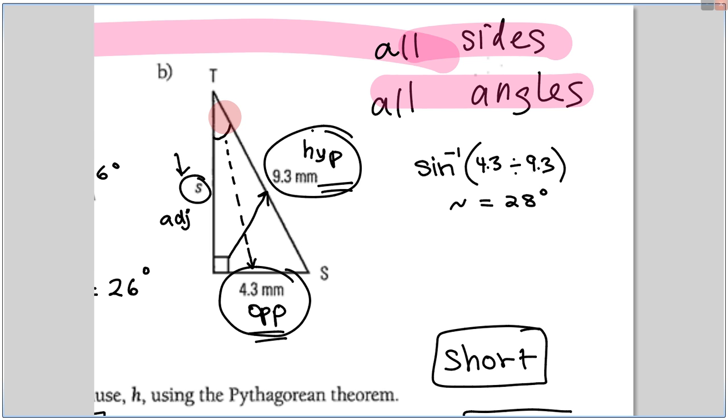So if this angle up here is 28, how do we get this missing angle? Subtract from 90. 90 take away 28 is 62.